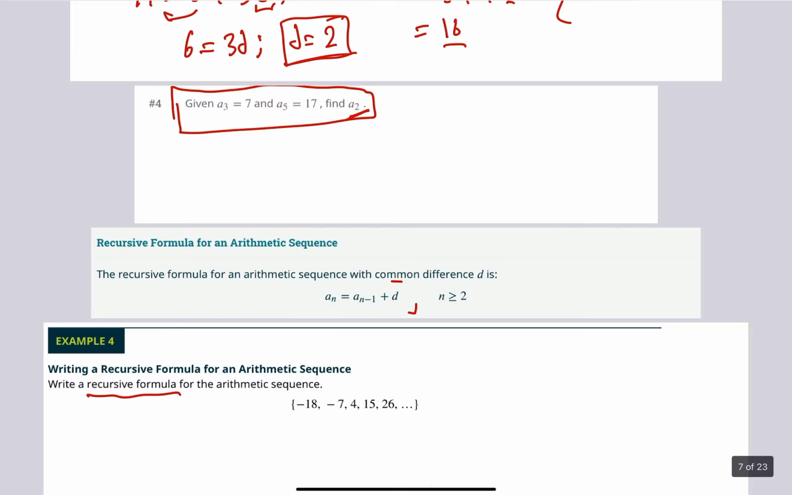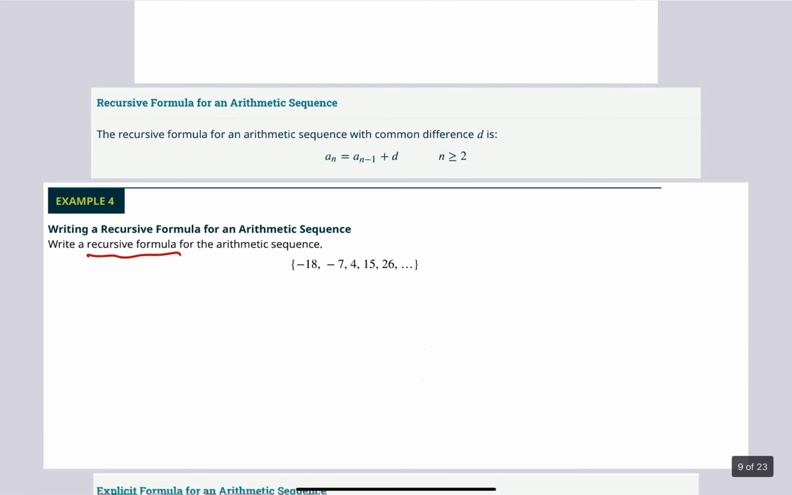Okay. Should we erase any of this? No, we're good. Okay.